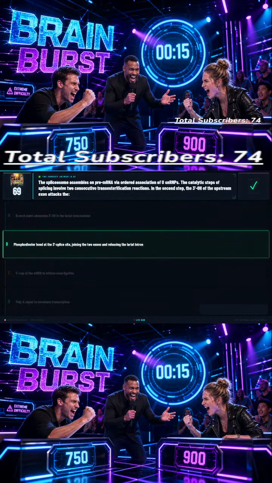Time's up. The correct answer is B, phosphodiester bond at the 3' splice site, joining the two exons and releasing the lariat intron.